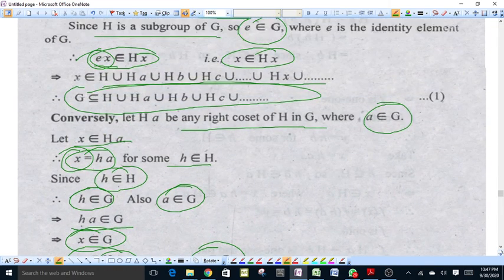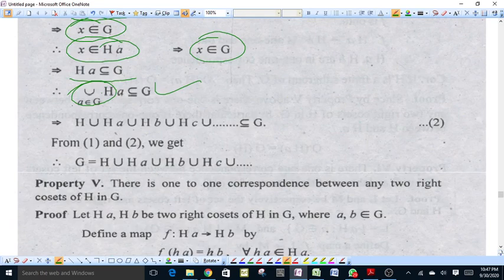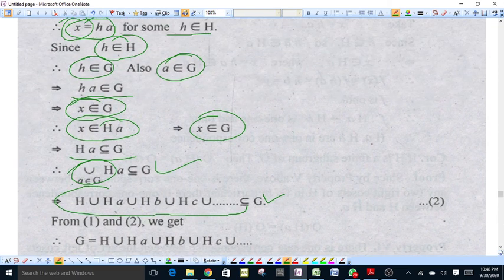Also, in the first equation we have proved that G is a subset of the union of all the right cosets, and in the second, the union of all the right cosets is a subset of G. Therefore, from first and second equation we have G is equal to H union Ha union Hb union Hc.